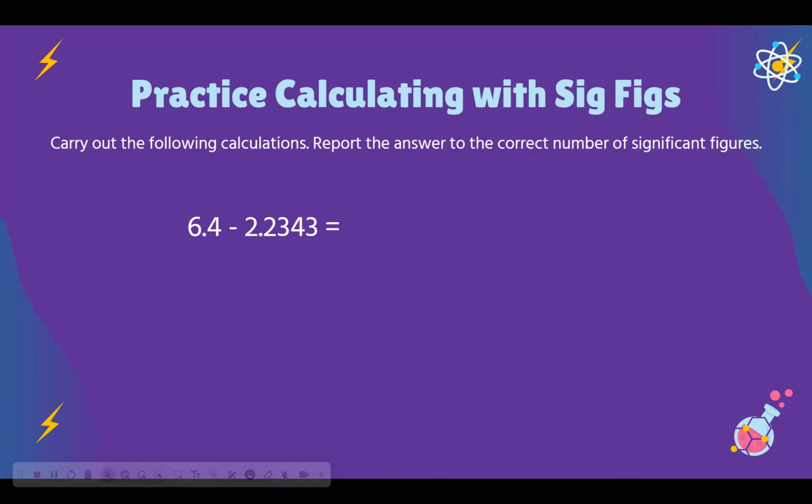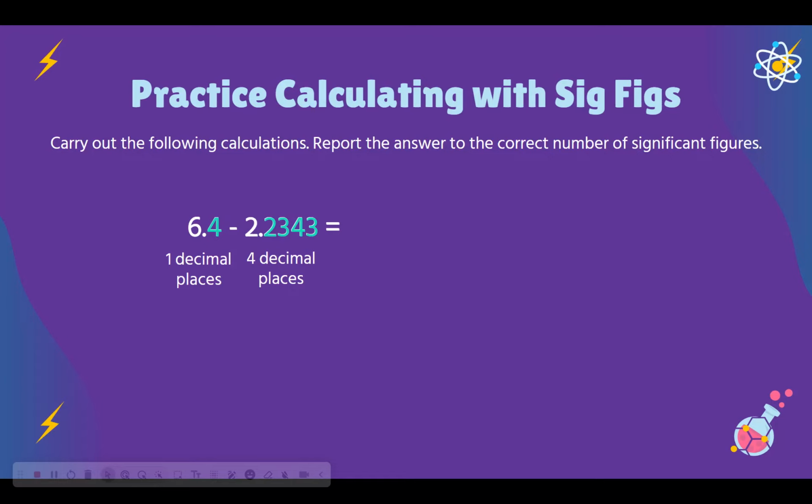Let's do another calculation. In this case, we're subtracting 6.4 minus 2.2343. Again, for addition and subtraction, you look at the number of decimal places. So 6.4 has 1 decimal place. 2.2343 has 4 decimal places.